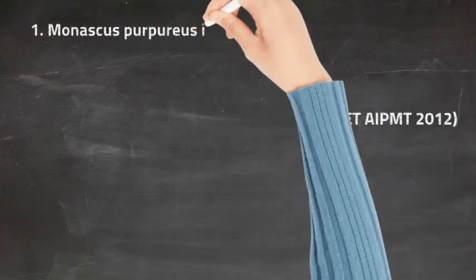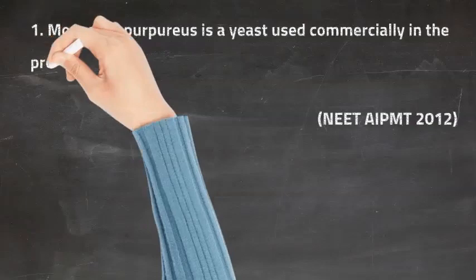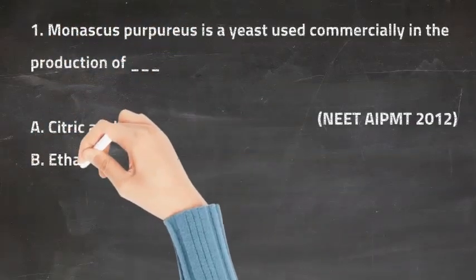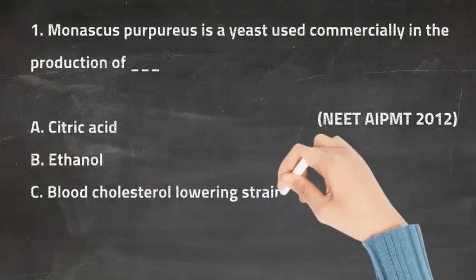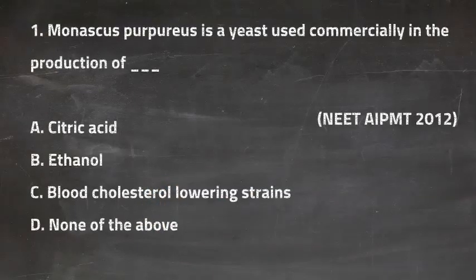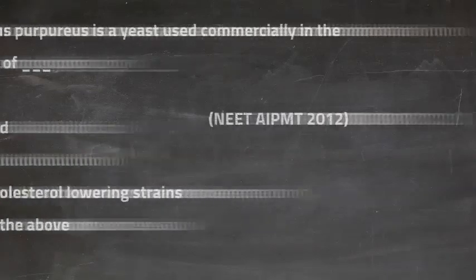The first question is: Monascus purpureus is a yeast used commercially in the production of dash. Option A is citric acid. Option B is ethanol. Option C is blood cholesterol lowering strains. And the last option is none of the above. The right answer to this question is option C, and that is blood cholesterol lowering strains.